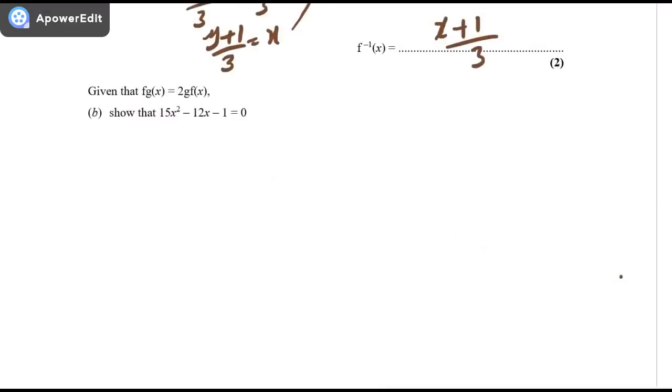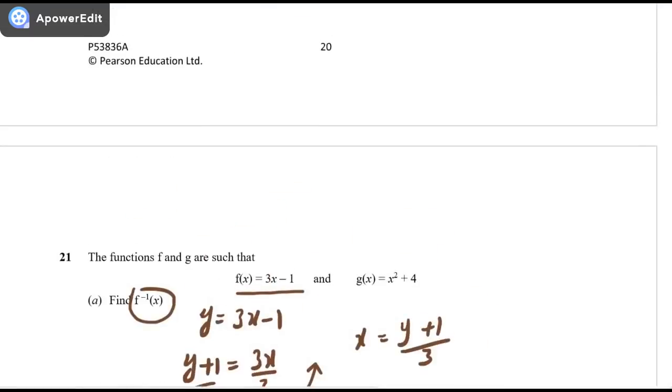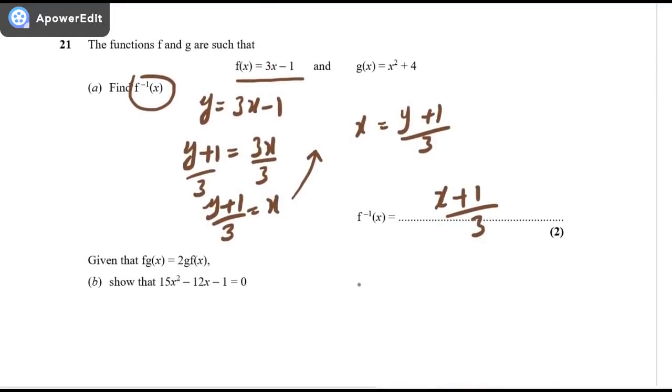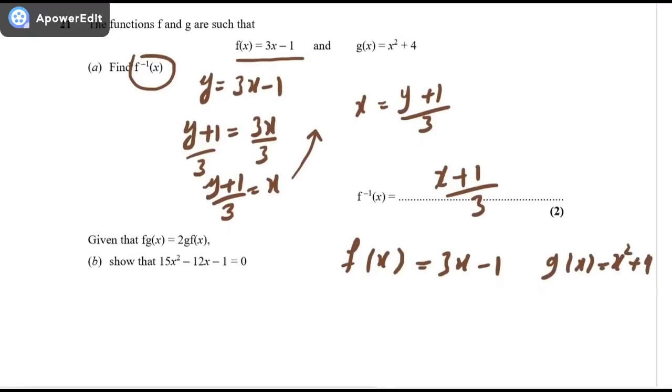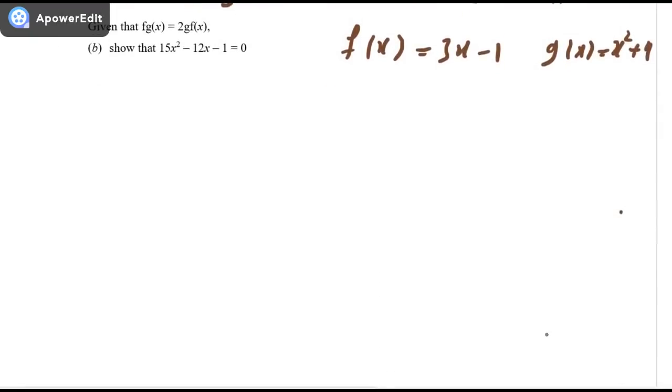Okay, to do part b, I'm going to just write the values again. So he's saying here f of x is equal to 3x minus 1, and g of x is equal to x squared plus 4. Okay, to do this question, we have fg of x is equal to 2gf of x. So you should know how to do this question as well.